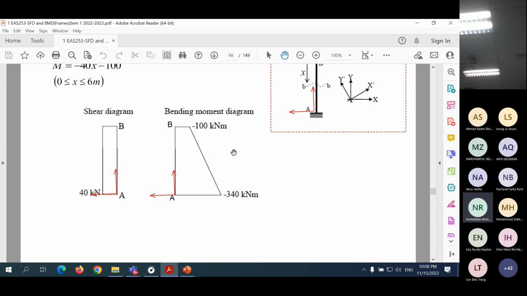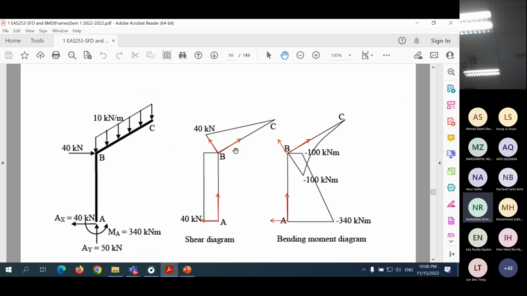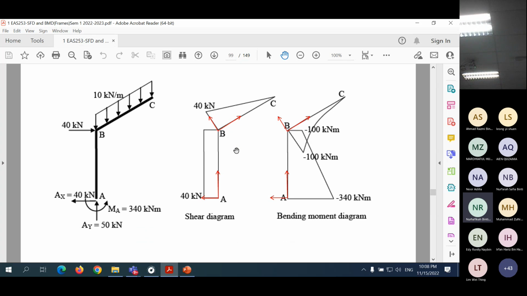Combine them. Don't forget, finally, you have to combine them. So this is the final answer for the shear force diagram and bending moment diagram for the original structure. Constant here, straight line here, straight line here, curve here.